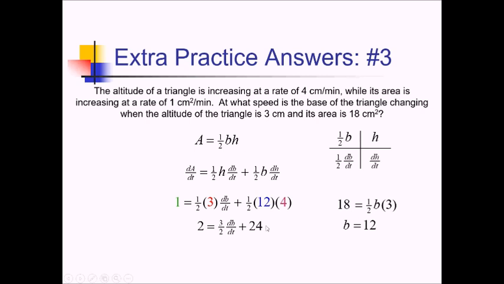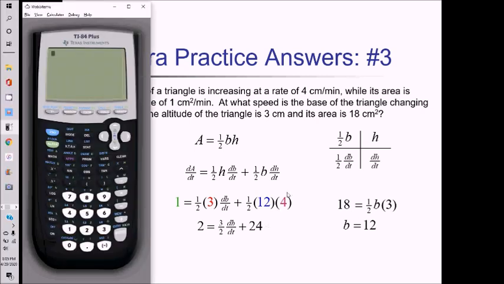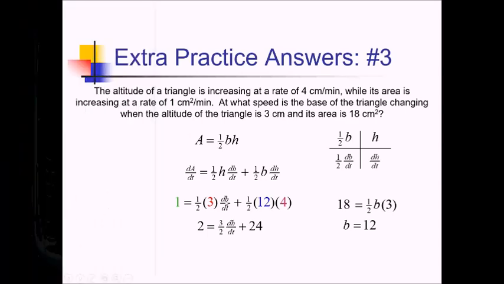And we can do a little bit more here. I'm just going to do this on the calculator, though. So first, let me do 1 minus, we're going to have to subtract 24 to get it over there. So subtract 24, that gives me negative 23. Let me now divide by 3/2, also known as 1.5. And that comes out to about negative 14.667. And the units on this, since we're talking about dB over dt, the base is measured in centimeters. Time is measured in minutes. This is going to be centimeters per minute.